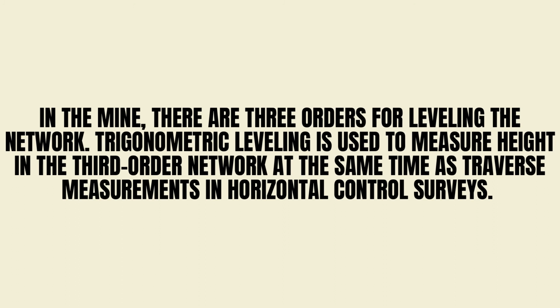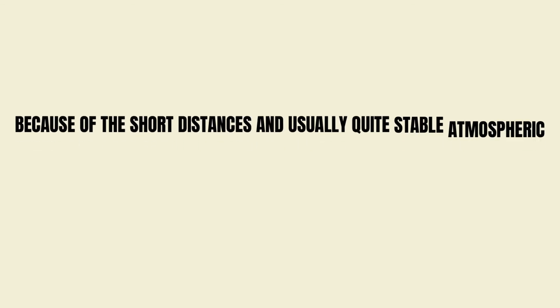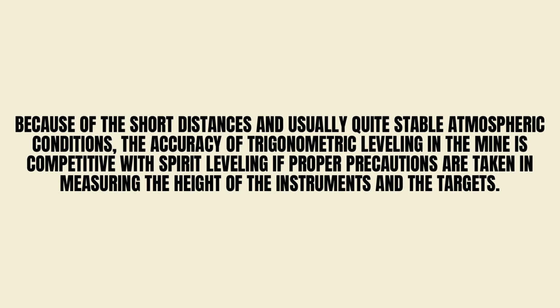Height measurement in the 3rd order network is carried out by trigonometric leveling simultaneously with the transverse measurements in the horizontal control surveys. Trigonometric leveling is also frequently used in 2nd and 1st order networks when running the leveling traverses through raises and other inclined openings. Because of the comparatively short distances and usually quite stable atmospheric conditions, the accuracy of trigonometric leveling in the mine is competitive with spirit leveling if proper precautions are taken in the measurements of the height of the instruments and the target.